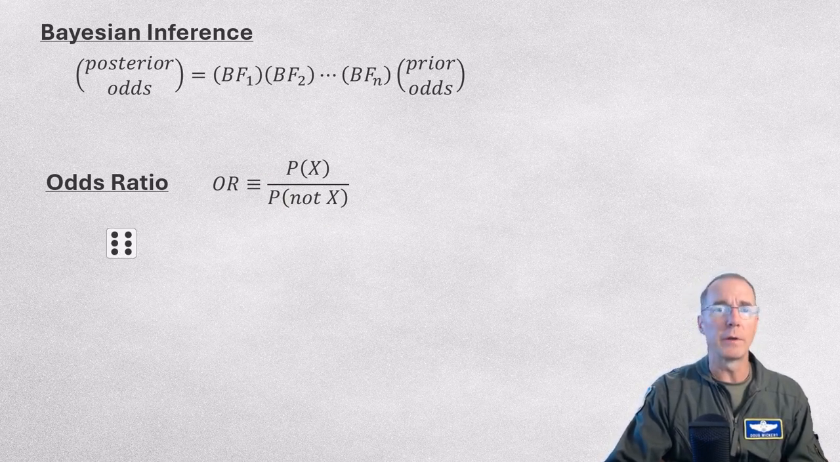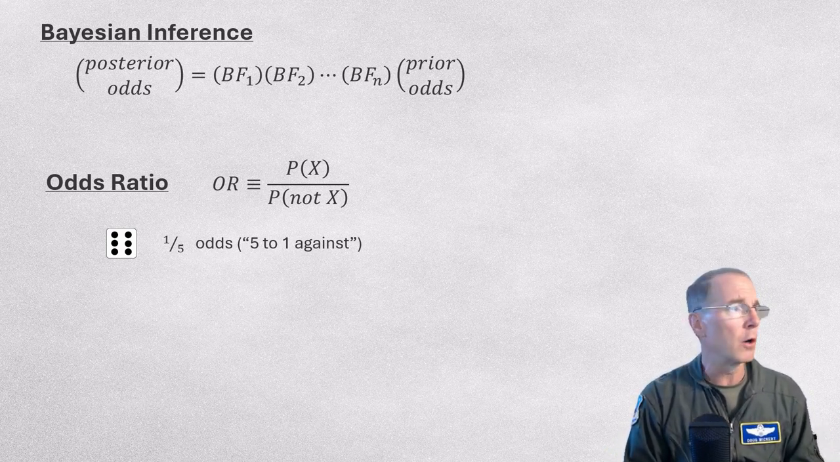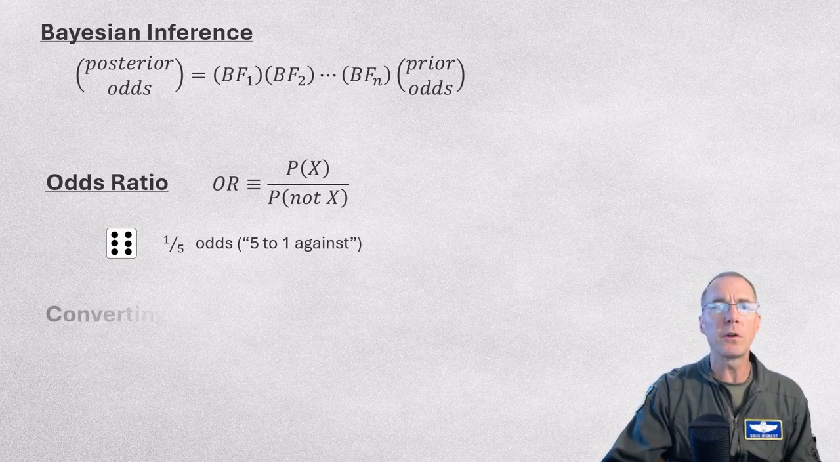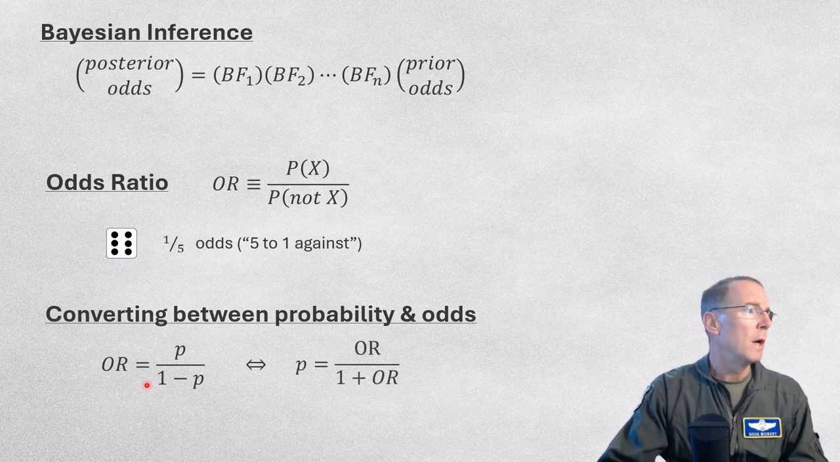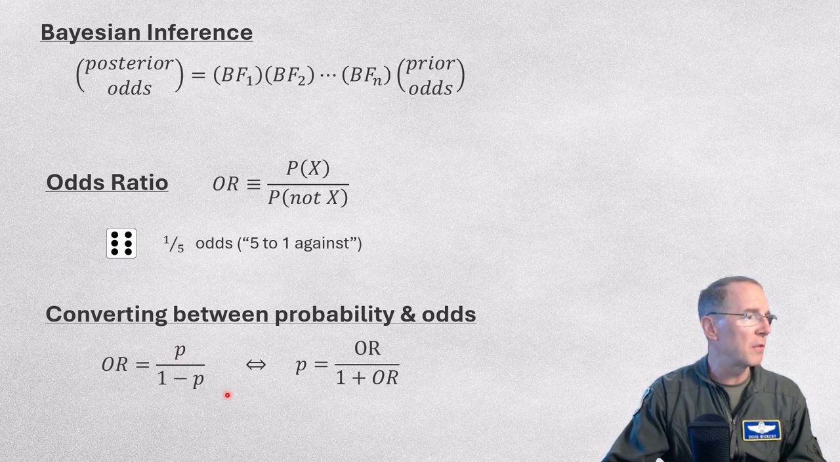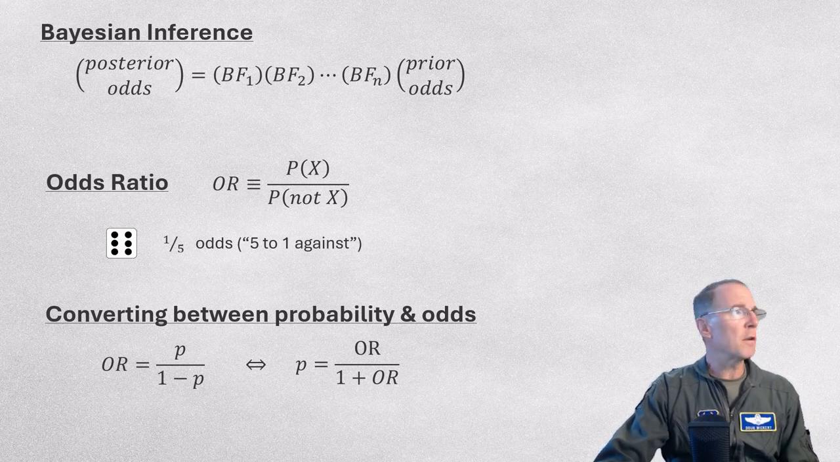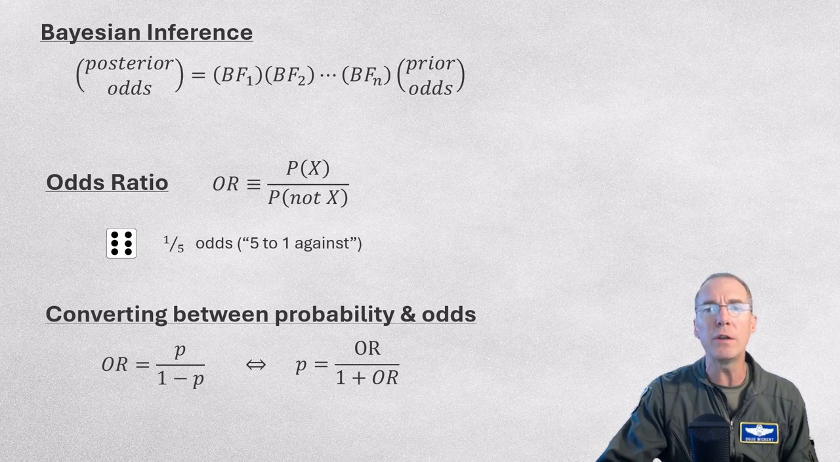So if we take as an example the roll of a die, the odds of rolling a 6 are 1 to 5, or 5 to 1 against. And it's straightforward to convert back and forth between probability and odds. You just take the probability of it happening over the probability of it not happening, or vice versa, you take the odds ratio and add 1 to get the overall probability. And the other final step to actually working through the application of this is that you need to establish your prior odds.